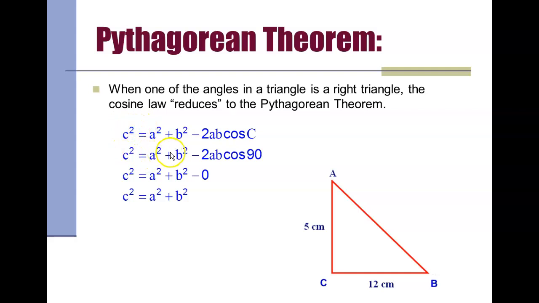I do know A squared and B squared. That would be my A squared and my B squared. And when I put in my angle here, since my angle is 90 degrees, the cosine of 90 degrees is 0. So this shows me that if I have a right triangle, if I have an angle C that is 90 degrees, the cosine law is going to simplify into Pythagorean theorem. So that's a reminder to me that I can only use Pythagorean theorem when I have a right triangle, because this only works when I had plugged in a cosine of 90 degrees.